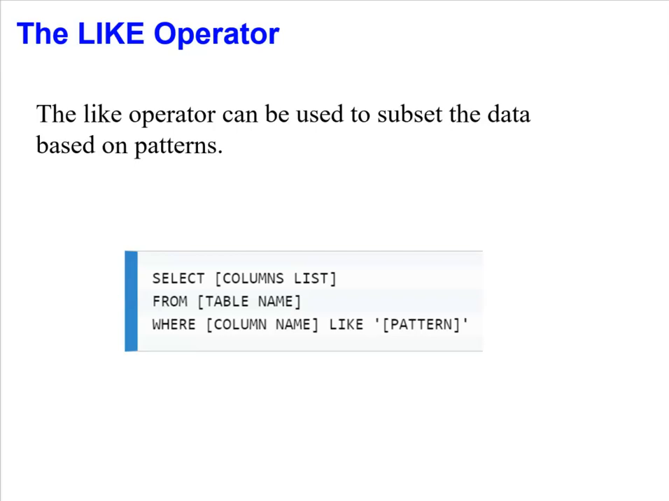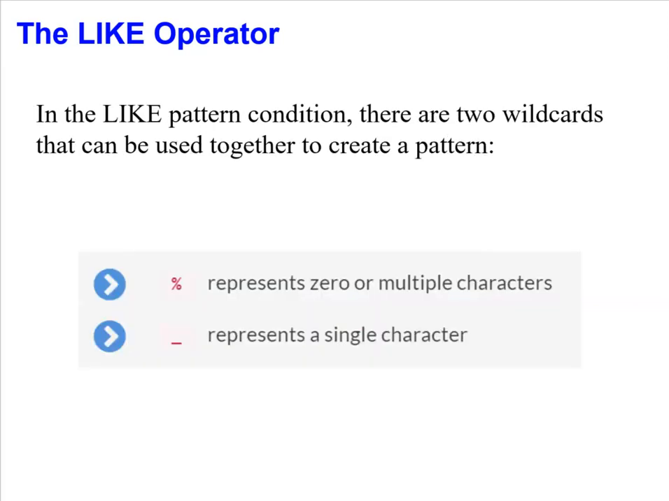So again, the syntax goes the same way. We use the select statement from table, and then where the column name, and then we can include a pattern using the like operator in the where clause. The like operator uses these wildcards to find patterns in the columns. The percent sign is used to represent 0 or multiple characters, and the underscore sign is used to represent a single character. Let's see how we can use this to find different patterns in a column.